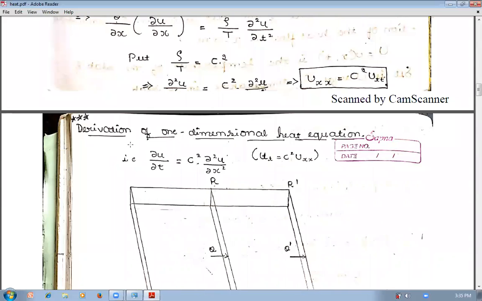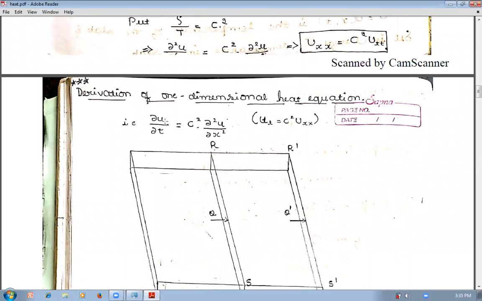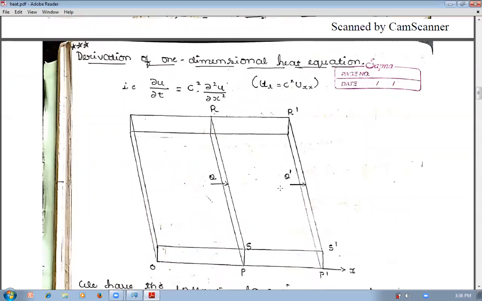Next, second question is derivation of one-dimensional heat equation. This is also a very important, repeated question. The equation is ∂u/∂t = c² ∂²u/∂x². Remember, in the wave equation, u_tt = c² u_xx. Here, u_t = c² u_xx. Take a figure here.